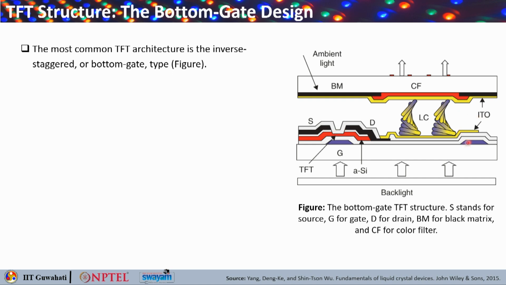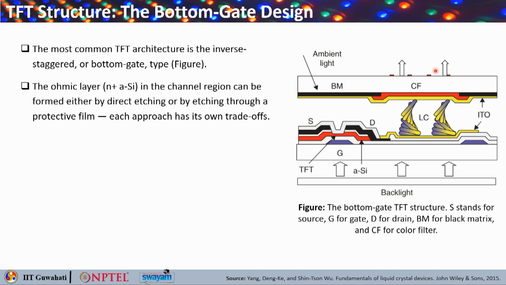So only these two layers between the ITOs, these are the liquid crystal, through the color filter, this is where the light is coming out, and you can see the transmission is weak, okay. So here the ohmic layer, which is N plus amorphous silicon, is the channel region, and that can be formed either by direct etching or by etching through a protective film. Each approach will have its own trade-off.